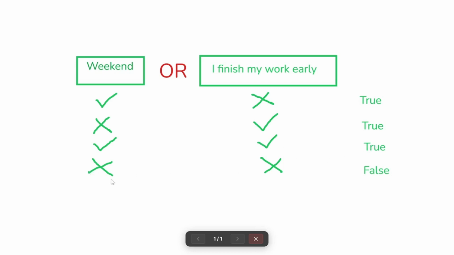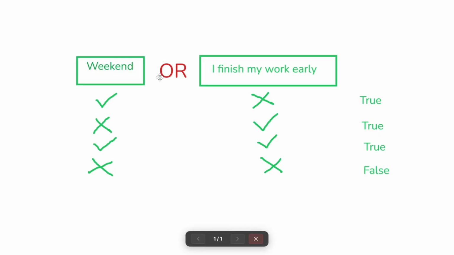The last condition, it is neither a weekend nor am I able to finish my work early, then I will not go for a movie. So in the OR operator, if both the conditions are false, then the end result will be false. Otherwise, if both are true or either one of them is true, then it will be true.